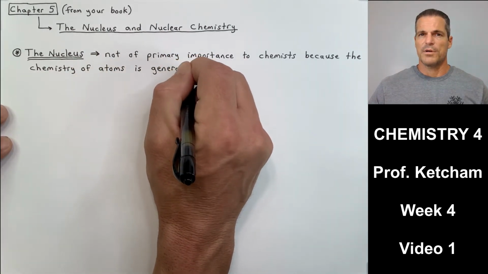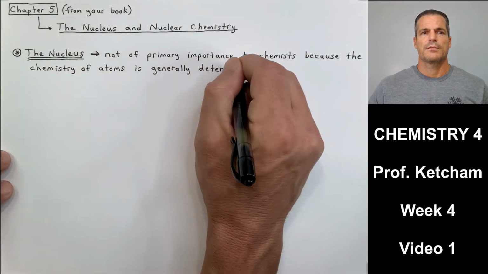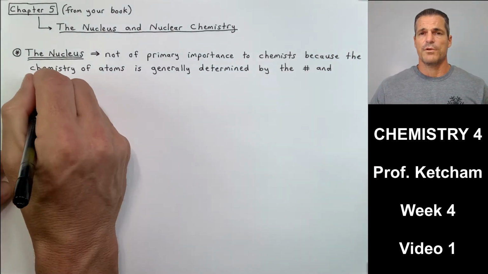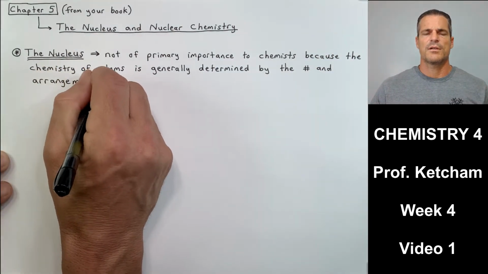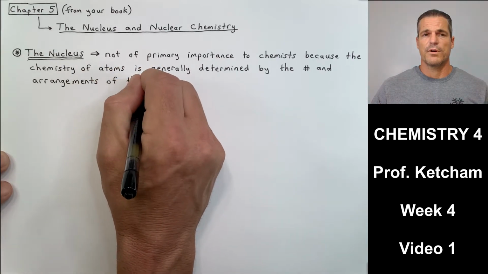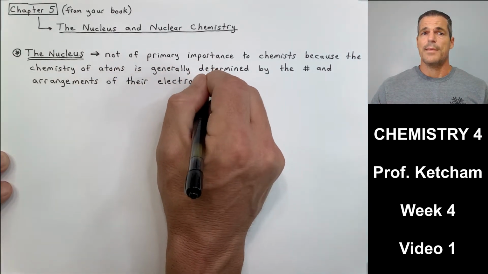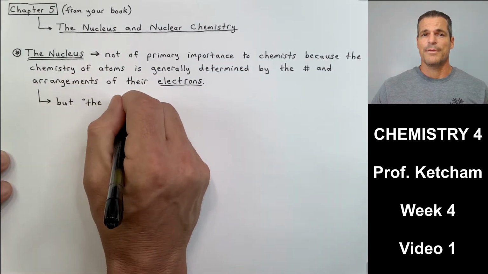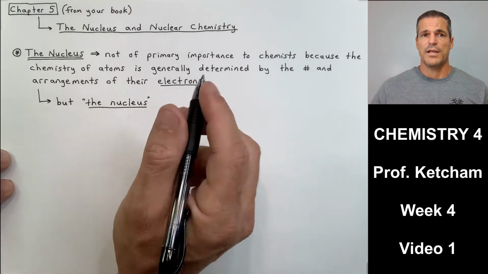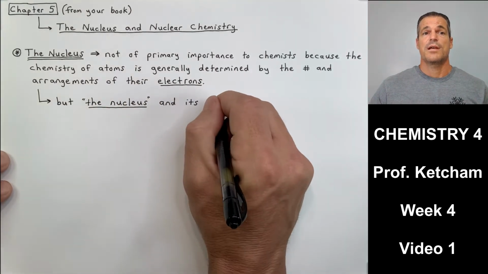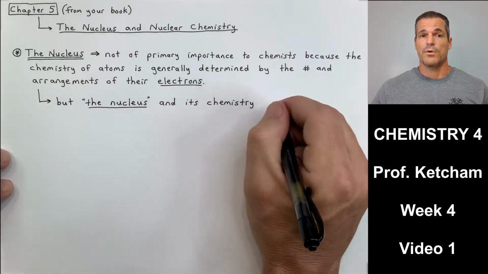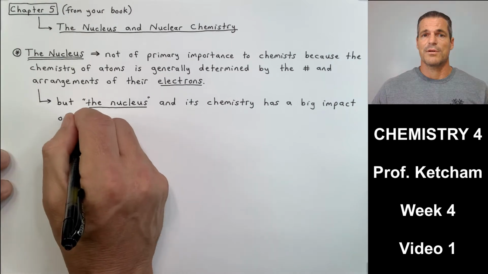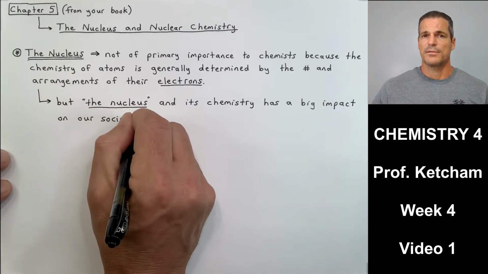So we're not talking about electrons at all in this chapter, really. So first, some definitions. There'll also be some key terms and some new terms that you haven't heard about before, so we're going to go over those first. But the nucleus you have heard about before, and the nucleus is not of primary importance to chemists because the chemistry of atoms is generally determined by the number and arrangements of their electrons. However, in this chapter, the nucleus is going to be important. So it says there, but the nucleus and its chemistry has a big impact on our society.